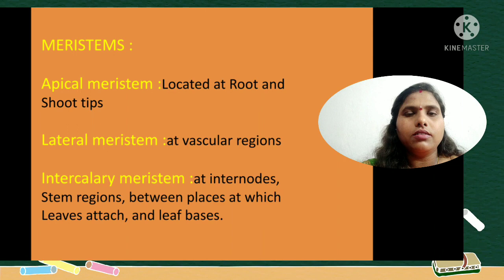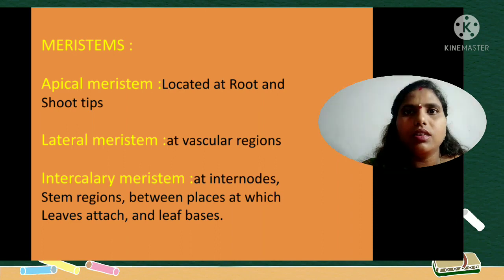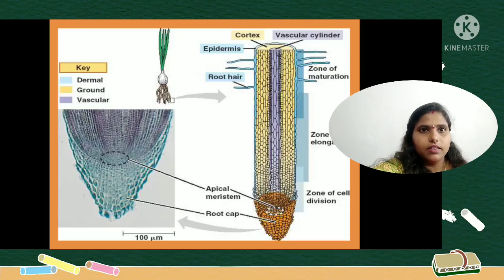If we talk about the first meristematic tissue, apical meristematic tissue, it is mainly present in root and shoot tips. Lateral meristem is at the regions of vascular places. Intercalary meristem is present at leaf bases, stem nodes, internodes, etc. See this slide. In this, we already discussed apical, lateral and intercalary meristematic tissues.